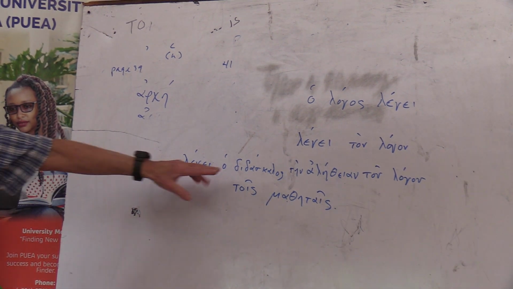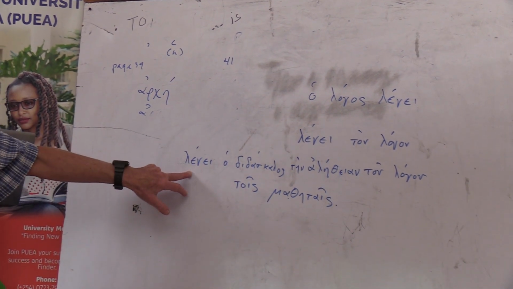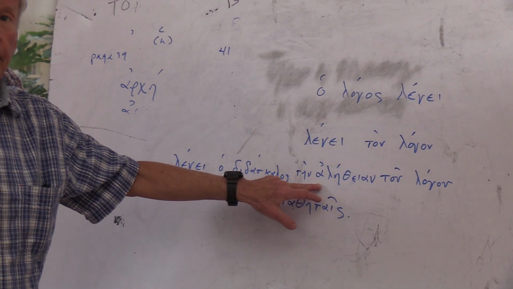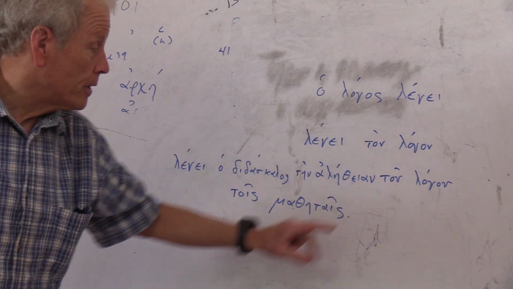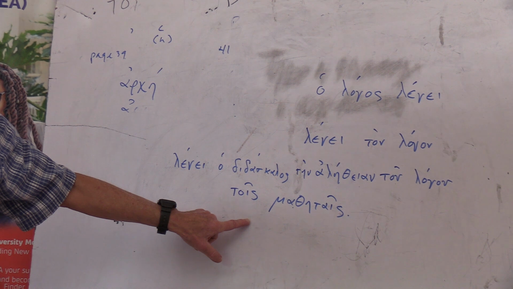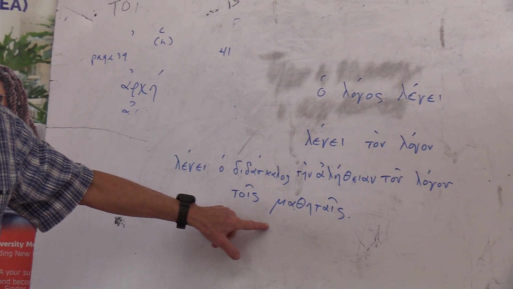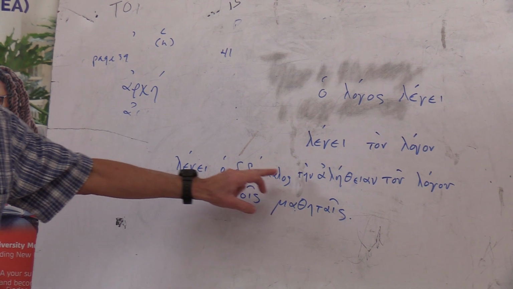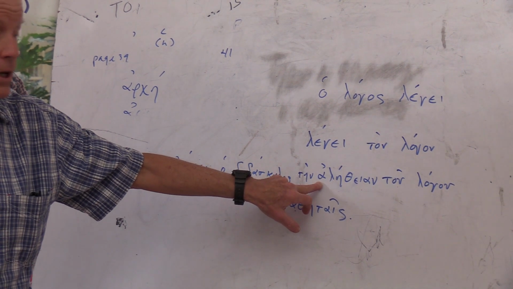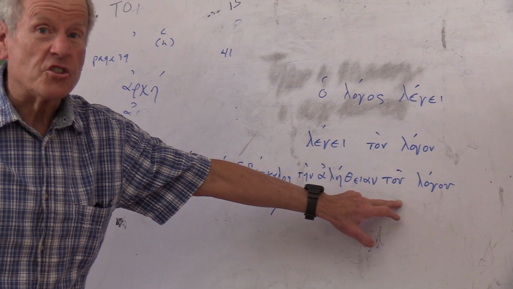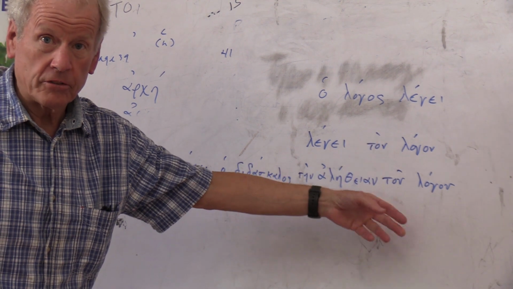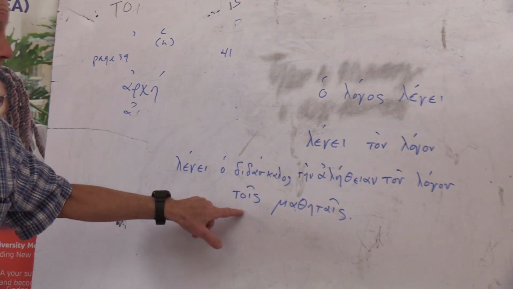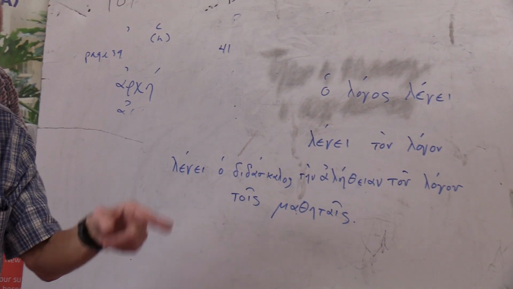So, the teacher speaks the truth of the word to the students. So we have a nominative case for the subject, accusative case for the object, genitive case for the possessive of the word, and dative for "to."